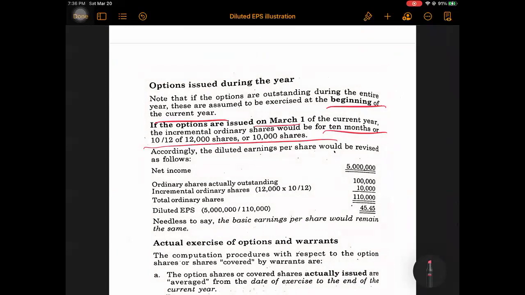Watch out for this in the problem. Is the option outstanding since January, or was it issued during the year? So it is outstanding on that issuance date. For the computation, there are no changes to the basic earnings per share, but since the issuance date is different, we need to average the incremental ordinary shares.